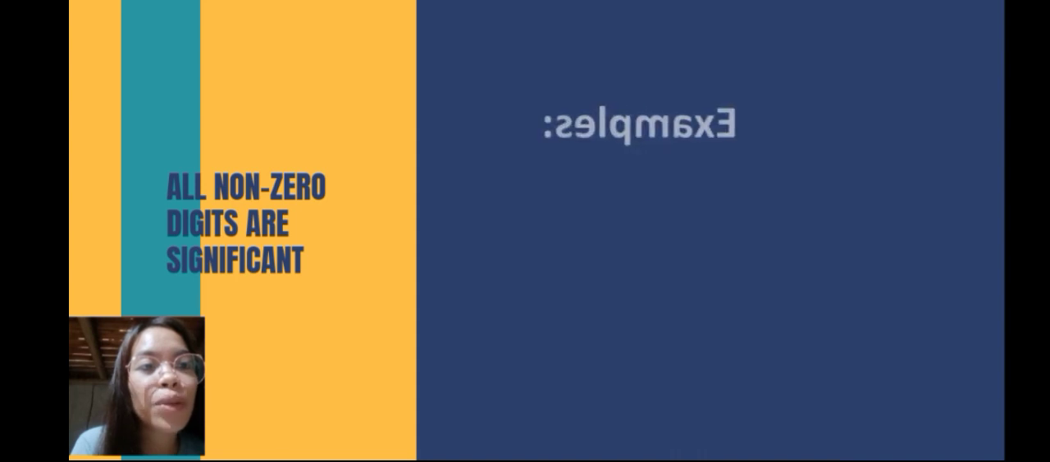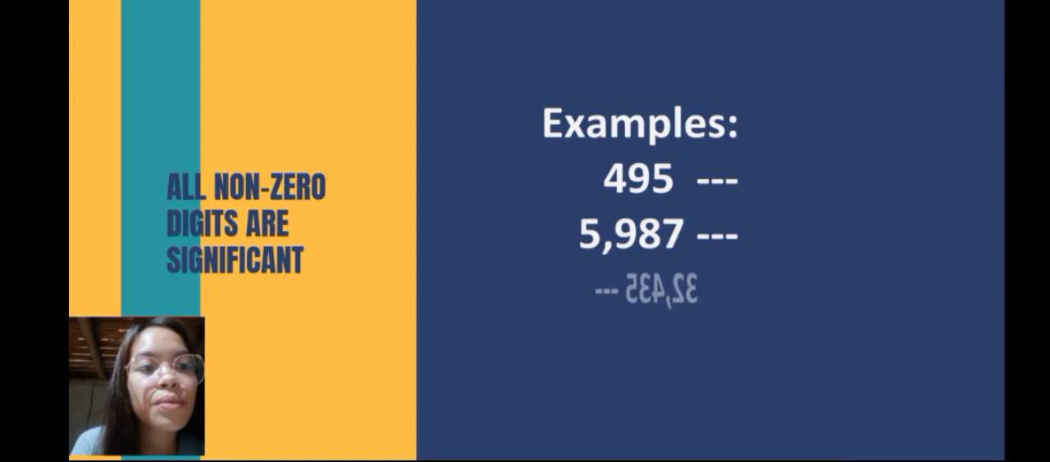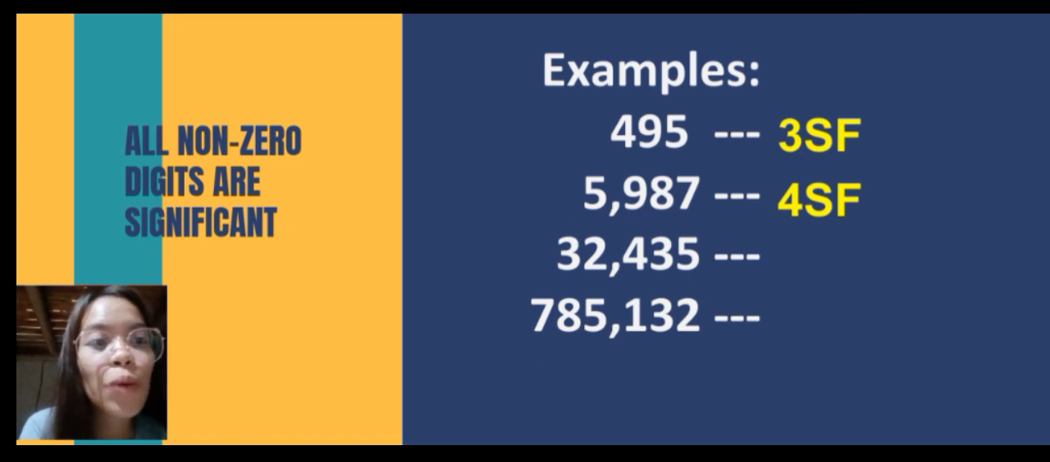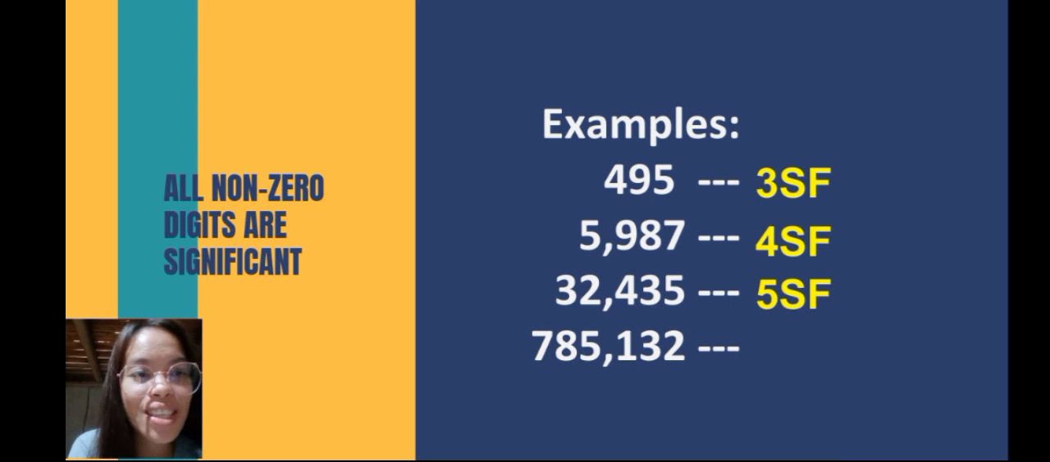So we have here examples. As you can see, in our examples, we just count so that we can have our significant figures. So 495, we have 3 significant figures. 5987, we have 4 significant figures. The third one, 32435, we have 5 significant figures. And the last one, 785,132, we have 6 significant figures. So in this rule, non-zero digits are always significant, like these numbers. As you can see, we don't see any zero here.